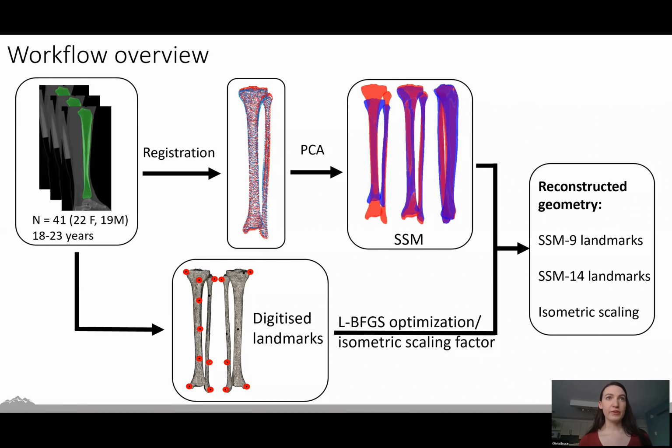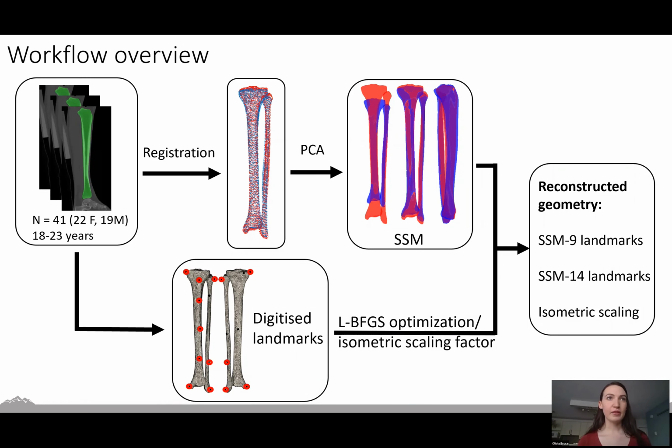So this is an overview of my workflow. I started with 41 CT scans. So we had 22 females and 19 males. They were all recreationally active and 18 to 23 years old. So pretty typical of the type of people that you're going to get in biomechanics studies here in the HPL.